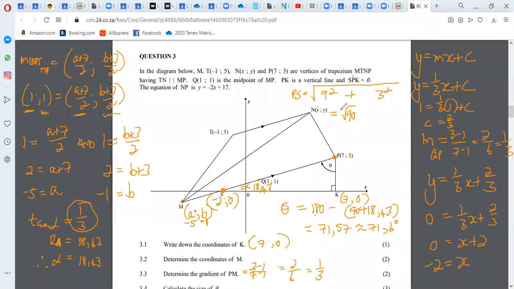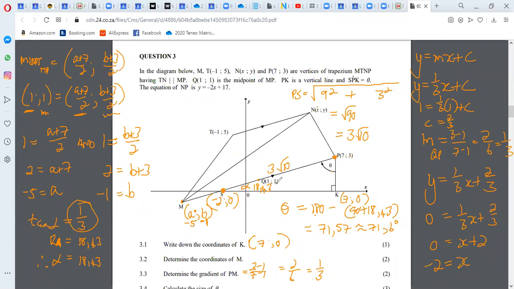Right, I want you to put in your calculator root 90 equals and see what you end up with. No, it's not that. Okay. What would you get for root 90 equals on your calculator? 3 root 10? Yes, ma'am. Okay. All right, so this length is 3 root 10.